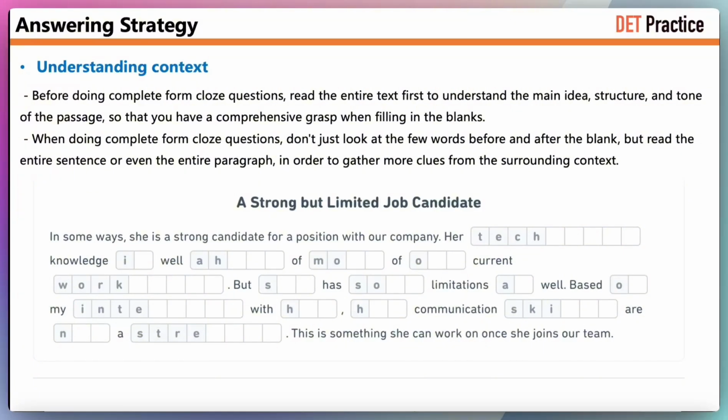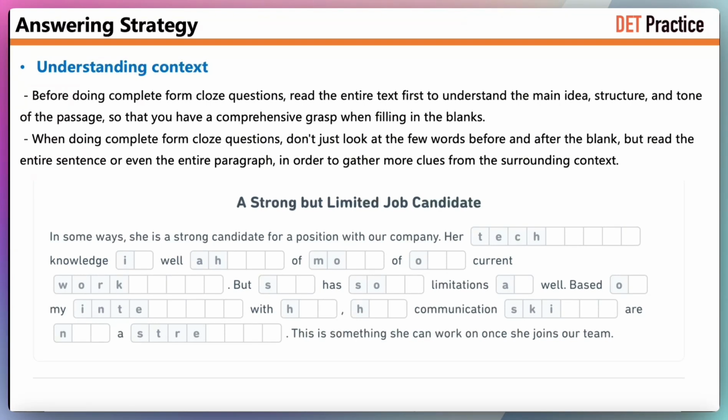Let's move on to the first sentence. "In some ways, she is a strong candidate for a position with our company." This means that in certain aspects, she is a strong contender for the role at our company. Now, let's look at the closing sentence. "This is something she can work on once she joins our team." Once she joins the team, she can focus on improving something. We need to figure out what this something refers to.